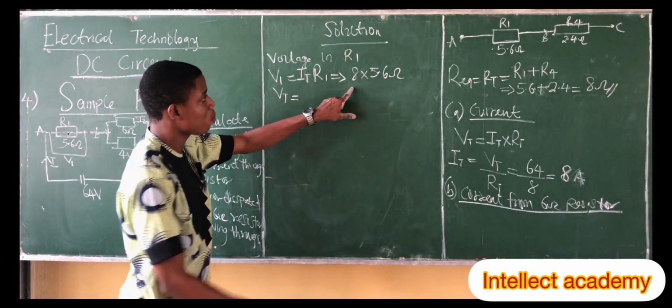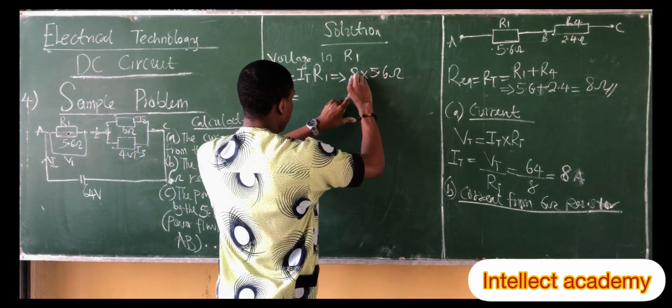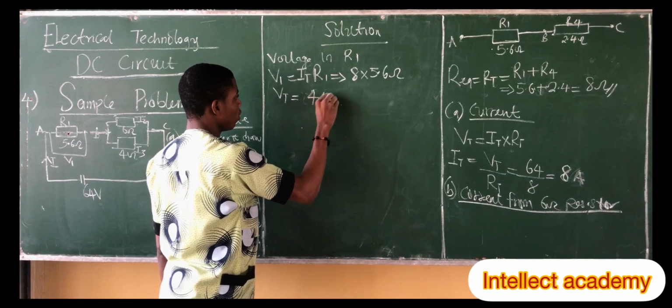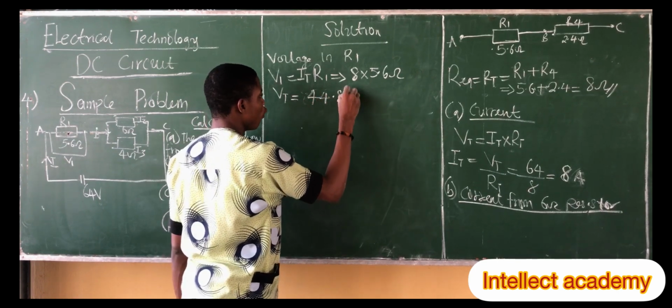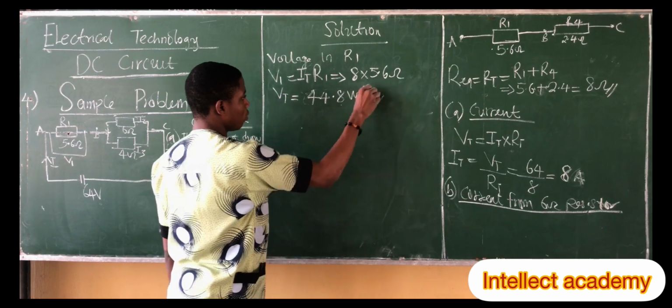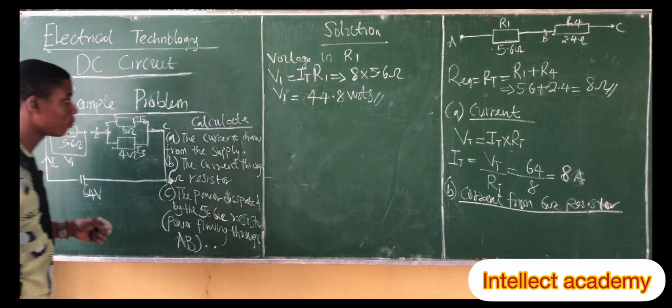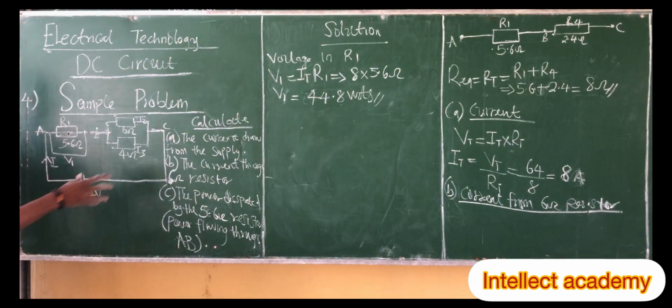So you have 8 multiplied by 5.6. You have 44.8 volts. Now this is the value of what? The voltage at resistance 1. Now how do we calculate the voltage flowing through BC? The voltage flowing through BC can be calculated by subtracting the voltage at V1 from the source voltage.